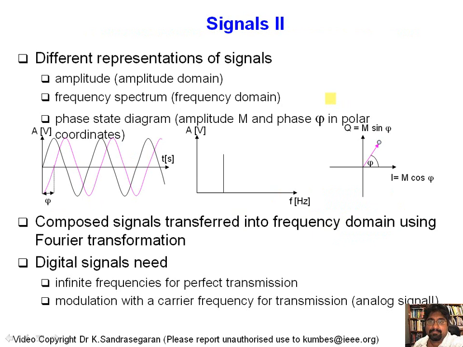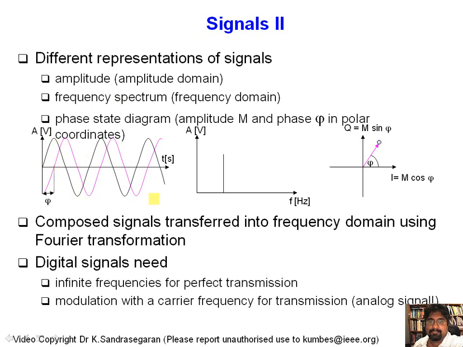Now, when we represent signals, whether in the wireless domain or in the wired domain, we use three important domains to represent a signal. The first domain is called the amplitude domain. In the amplitude domain, you've got a variation of amplitude versus time. So here you've got a sinusoidal signal in the amplitude domain.